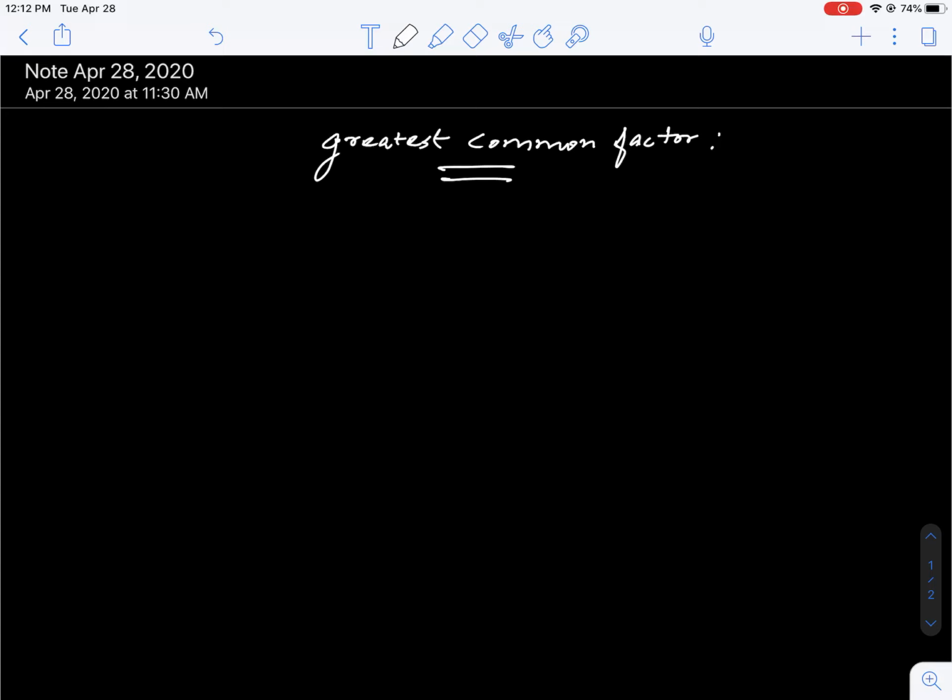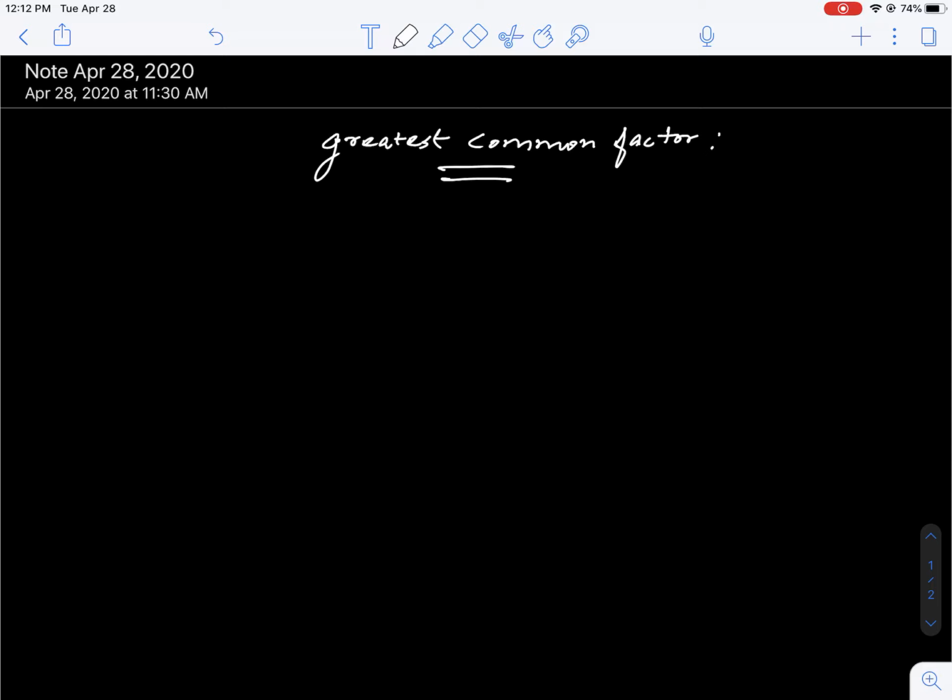Okay, students, today we'll learn about greatest common factor. As the name suggests, it is always for two or more than two numbers, and it is the greatest common factor. That means the biggest number that we can divide the numbers with.